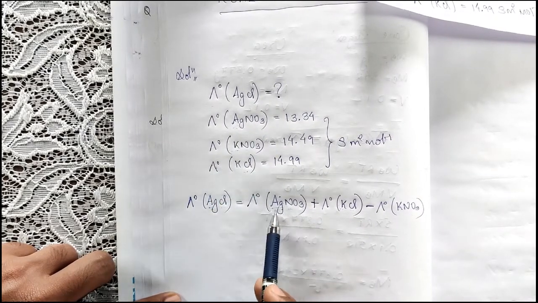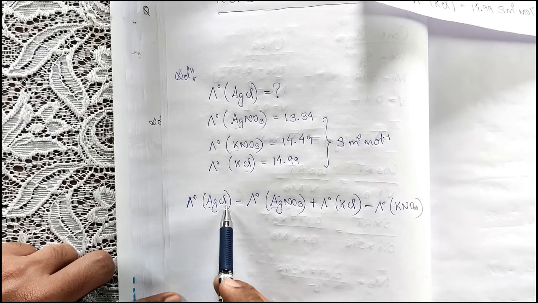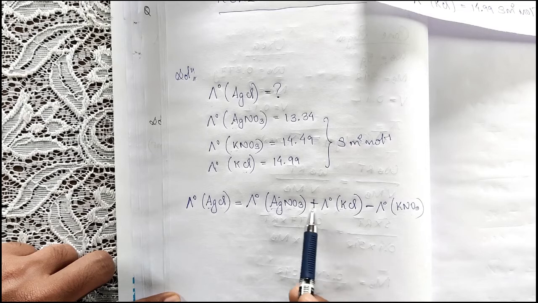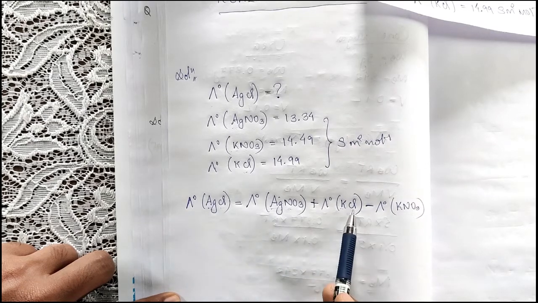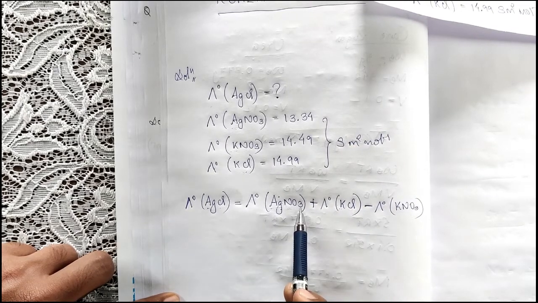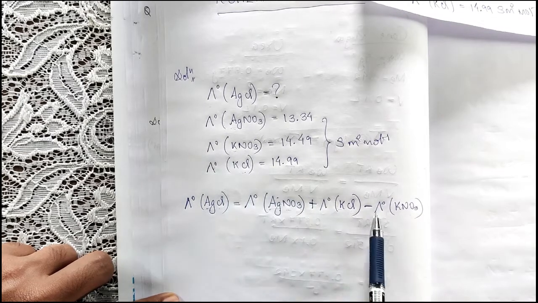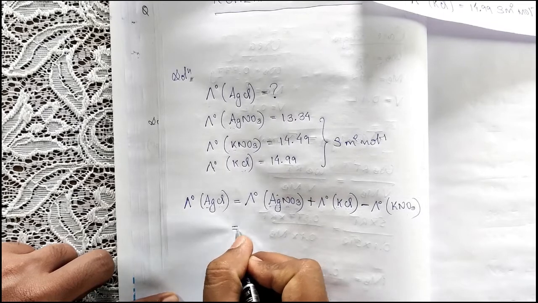Right, this one first, and then again go for Cl. So where do we have Cl? Out here. So both of them I will add together, and after adding these two I will have AgCl as well as KNO3. Since we don't need KNO3, I'm subtracting this KNO3 out here. So now I shall write down the values.